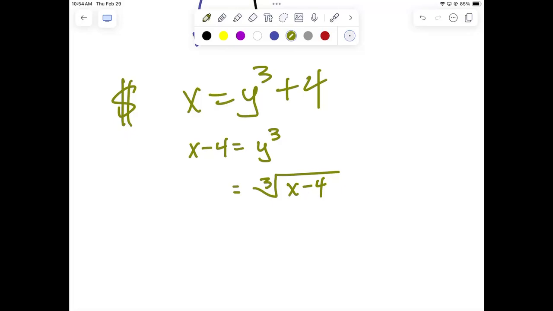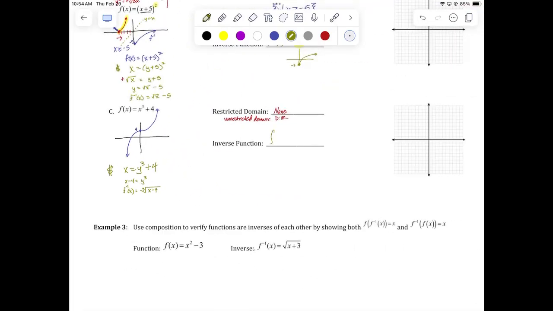And what can we name it? If you want to name it right away, instead of naming it y, can we go straight to renaming it right there? Absolutely. If you know that's going to be equal to y, you can save a whole line of writing and just call it f inverse right there. So that's the inverse function. F inverse of x equals the cube root of x minus 4.